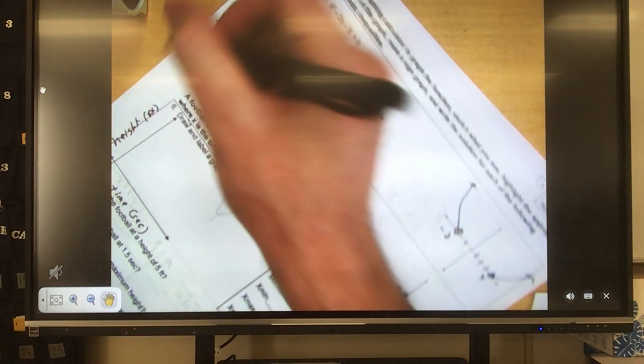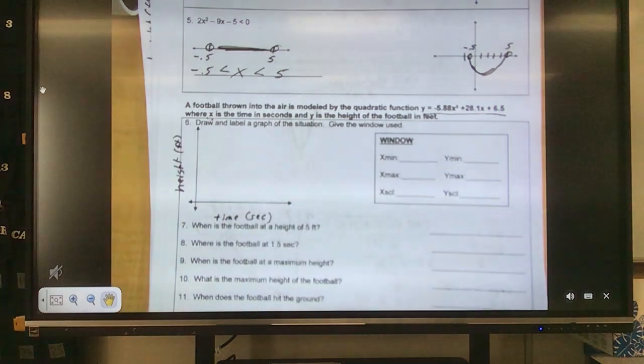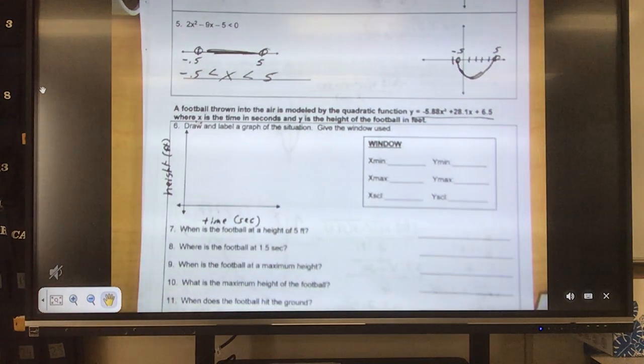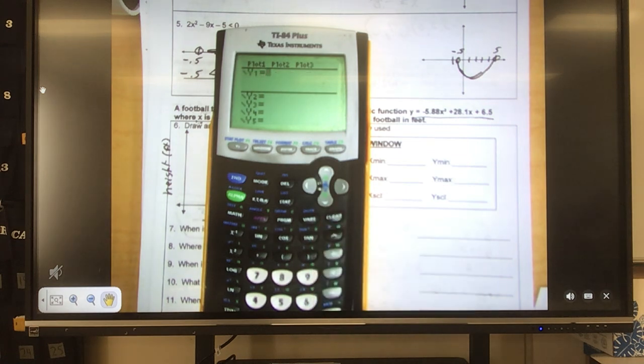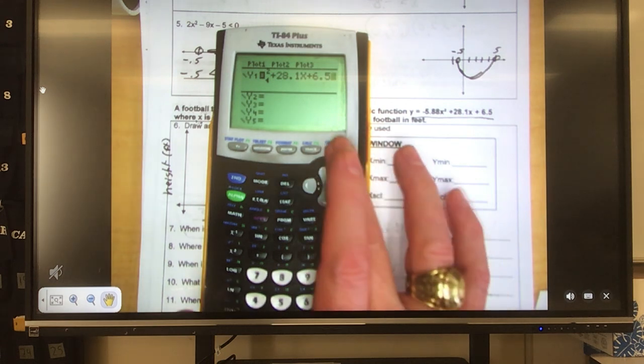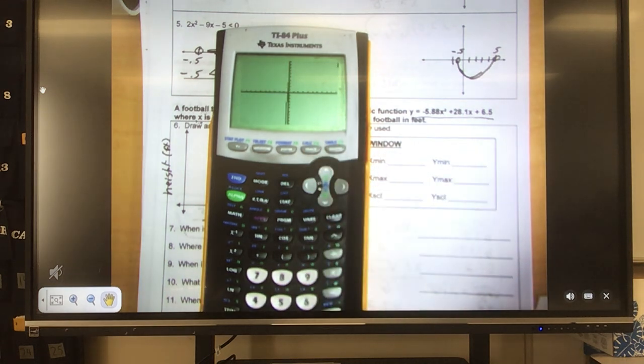Okay, next up I got to know what numbers to number these guys by, so I've got to actually put this in my calculator. Y equals, clear, negative 5.88x squared plus 28.1x plus 6.5. Graph. Don't really care about the graph right now, but I had to still graph it.